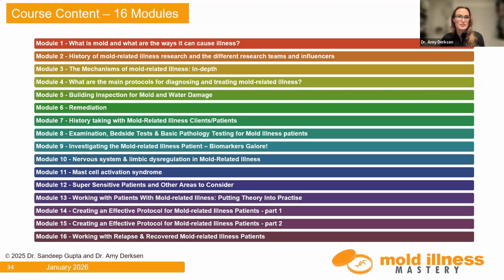Module 3 gets into the mechanism of mold-related illness. So going in depth of how it can activate histamine, what types of inflammatory responses can happen, all of the different pathways that can get activated and what is happening there. Because I think it's really important that you understand the framework of what could be going on in the background. It doesn't mean each one of those things is happening with that patient, but if you can understand what might be happening, it can help direct you to how to treat them.